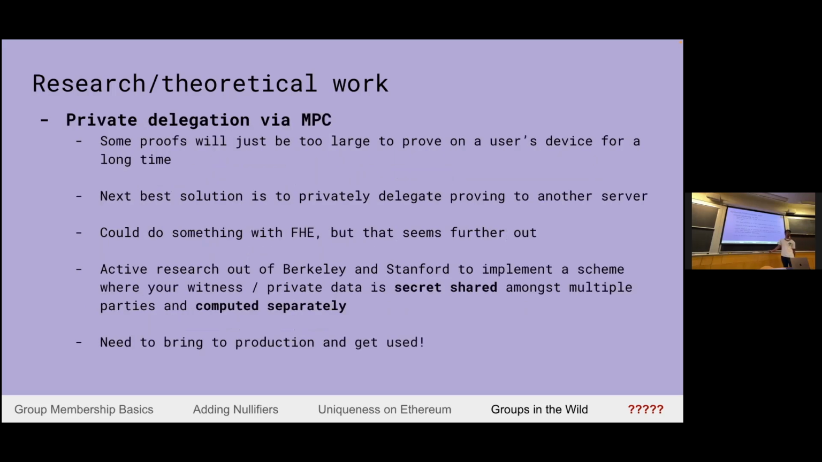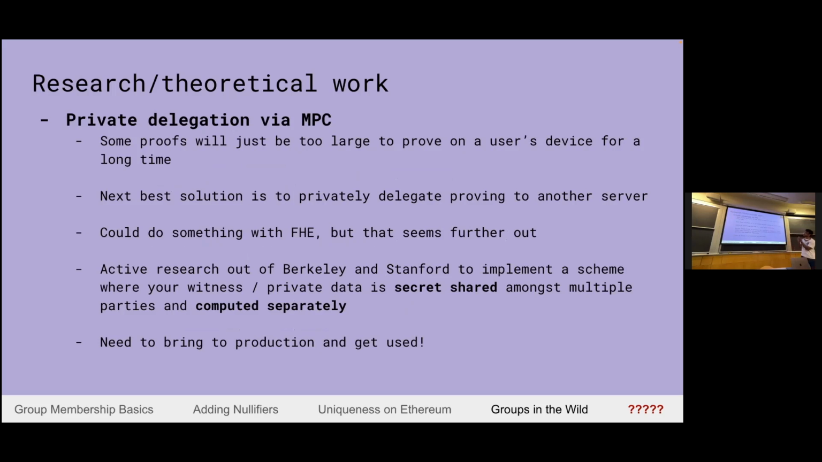Another big thing, and I know there are some people here who do MPC: we think that some proofs are very likely going to be too large to be done on a client-side device, and the solution will almost certainly be some sort of delegation to another party. It's unclear if that's going to be an external server, or maybe more people will just have better compute at their homes, but we need some sort of delegation.